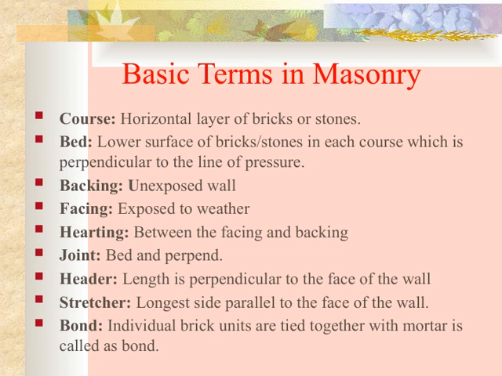Now, let's talk about joints. The bed joint is the horizontal joint between courses, while the perpend joint is the vertical joint between bricks within a course. Both are crucial for the overall integrity of the wall.